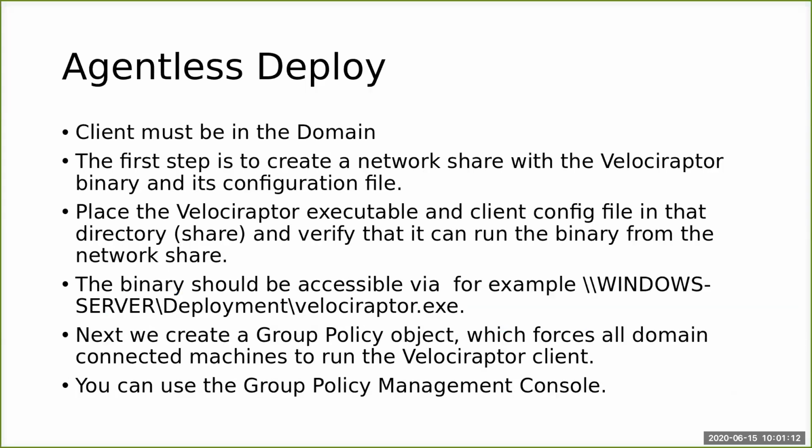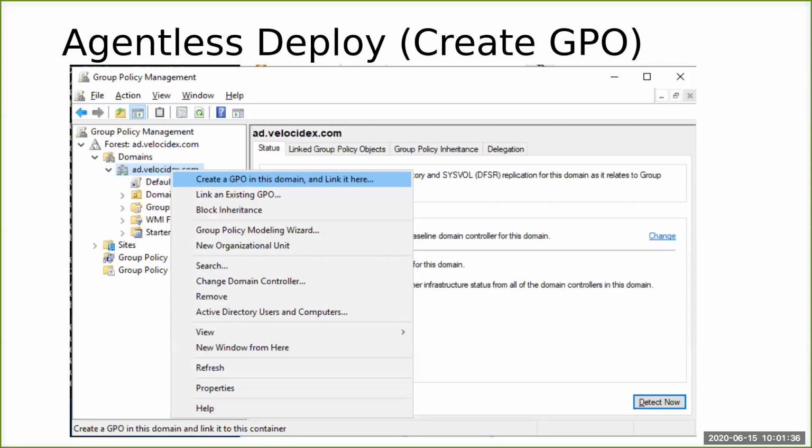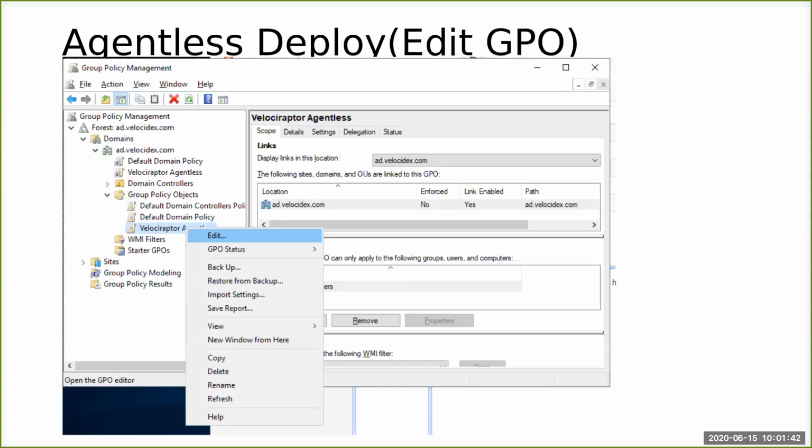There's also an agentless deployment where you can set up a share, and then the clients can access that share. You can create a group policy so that they execute the Velociraptor agent from the share, and this way you don't have to install anything on the machine. This goes into the details of how to do that. Create a GPO. You edit the GPO.